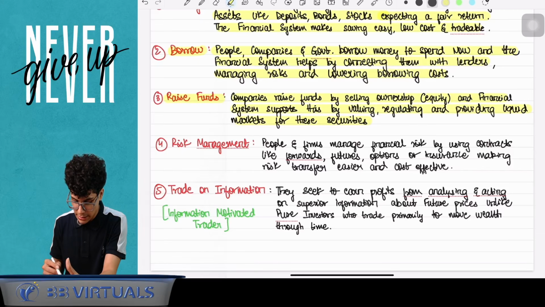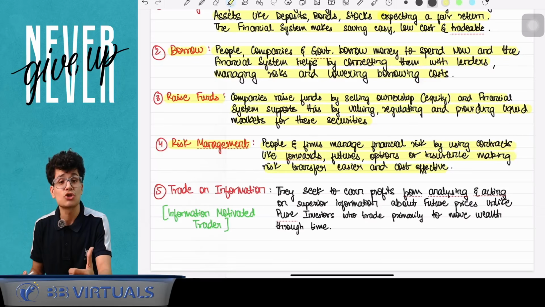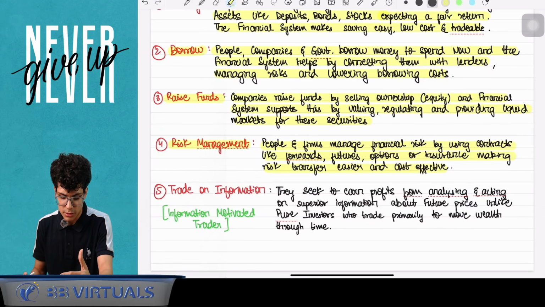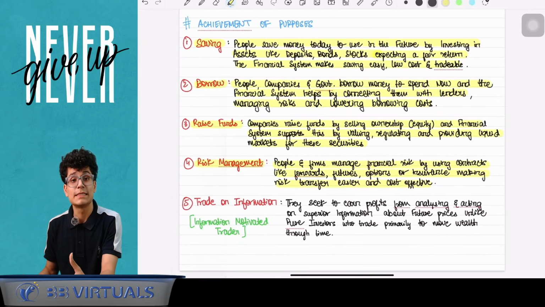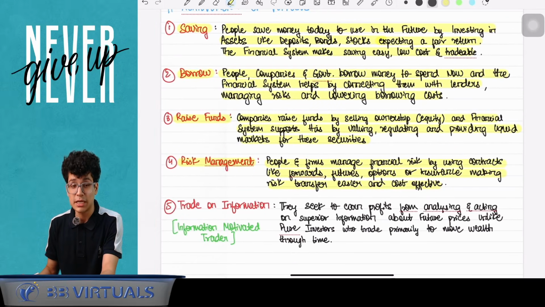ठीक है, फिर आ जाता है risk management, the insurance contract that we had understood. People and firms manage financial risk by entering into contracts like forwards, futures, options, or insurance, making risk transfer easier and cost effective. So they enter into contracts such as insurance contracts. These contracts, which are of the names forwards, futures, and options, we will delve deeper into classes to come, and we would also have done it in the derivatives reading. ठीक है, so we are able to manage our risk either through derivative contracts or through insurance contracts.